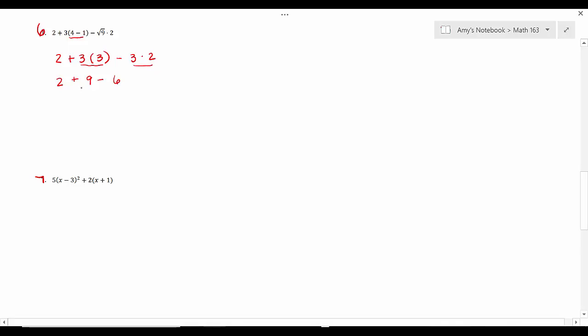Now we need to do all of our addition and subtraction in order from left to right. 2 plus 9 is 11. 11 minus 6 is 5.